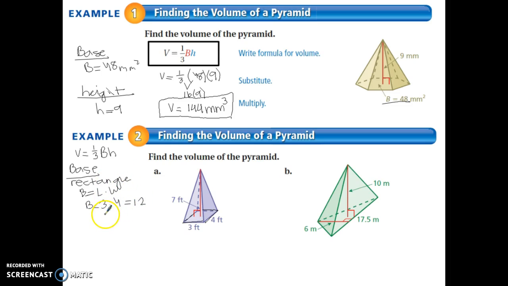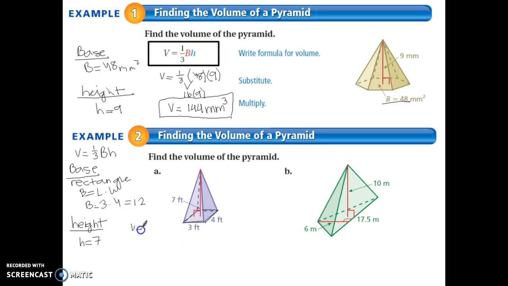The only other thing I need now that I've found capital B, or my base, is to find the height of my pyramid. The height of my pyramid goes from the peak straight down, making a 90-degree angle with the ground. So this little red box here tells us that's a 90-degree angle. Therefore, this red line is my height. So my h is equal to 7. Now the only thing we need to do is plug things in.